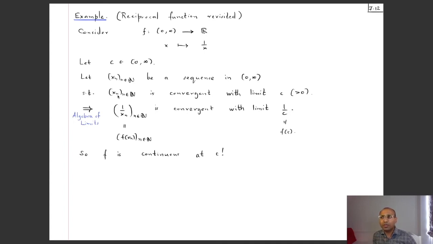This should remind you of something that we have learnt a while ago, namely one of the statements in the algebra of limits. For this to happen, each of these numbers should be non-zero. Well, they are positive, so they are non-zero, and the limit should be non-zero. The limit is positive. So indeed, by the algebra of limits, since xn converges with limit c, 1 by xn is convergent indeed with limit 1 by the old limit, which is 1 by c. In other words, f of xn is convergent with limit f of c.